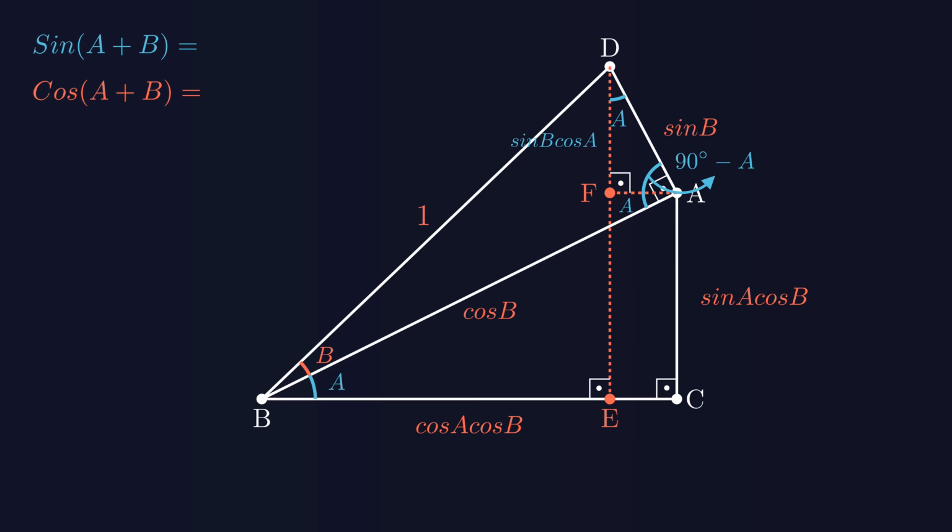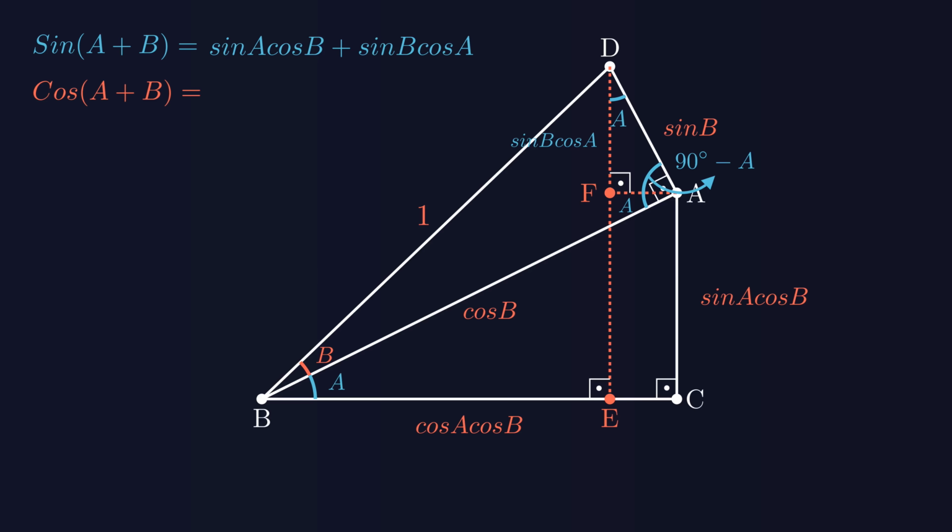And what did we say DE was made of? It's FE, which is sine A times cosine B, plus DF, which is sine B times cosine A. So the sine of A plus B equals sine A times cosine B plus sine B times cosine A. And that's our sine addition formula.